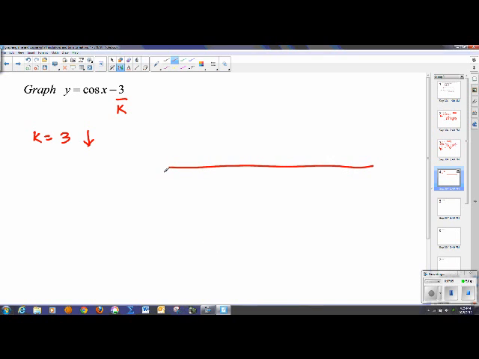There's no period change, and there's no phase shift. All that's happening is my graph is sliding down 3. So you'll notice, typically we have this thing called a midline, or the line that divides the sine or cosine function in half. And that midline is usually that axis. But in this case, what's happening is all my points are sliding down 3. So what I'm going to do is move my midline down to -3. And I'll put the midline in blue here.